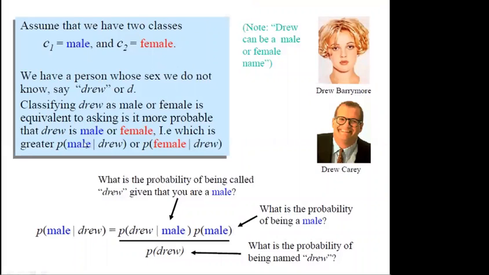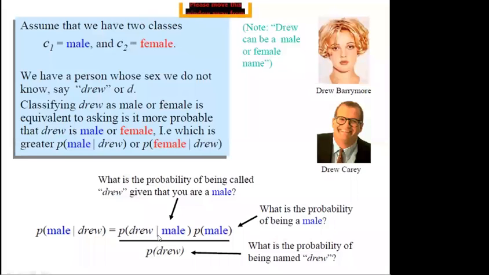Okay, so here we have taken one example, Drew. Drew can be Drew Barrymore or Drew Carey. It can be any of these two names, but I got the name as Drew. What is the probability of Drew being male or female? If you are asked to apply the Bayes theorem, it will look like this. Probability of Drew being in the male class is equal to probability of Drew given male.